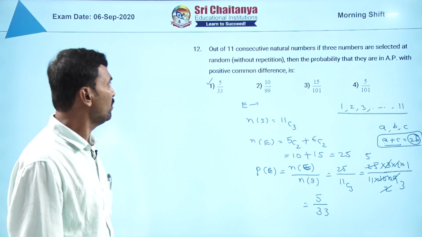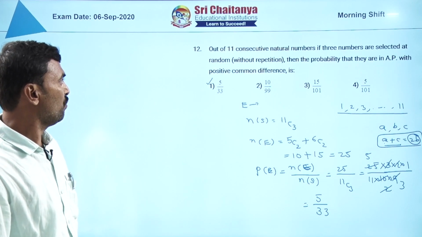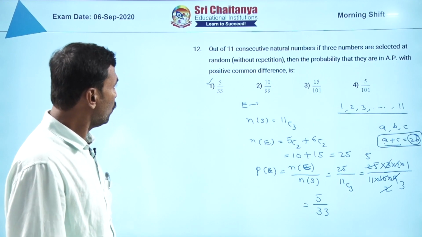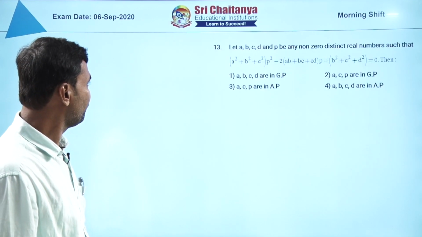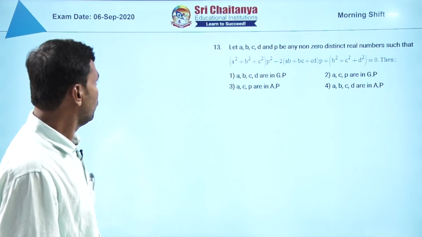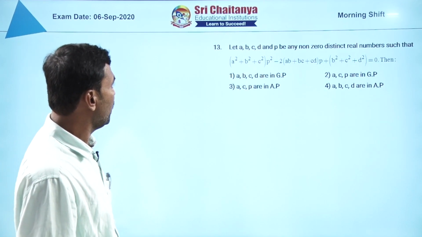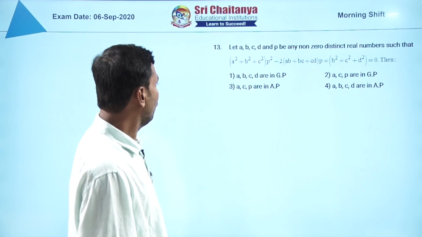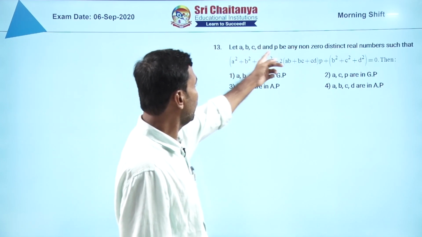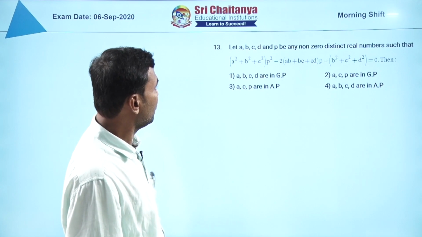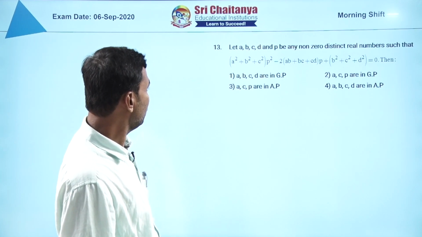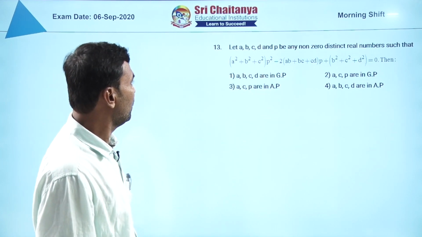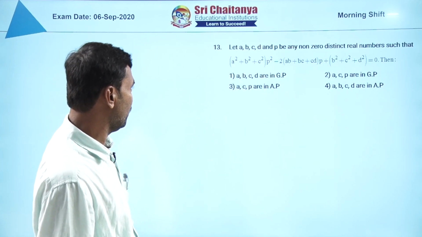So, for the 12th problem it is just the definition of probability. Now, we go to the 13th problem. In this problem he has given one equation related by A, B, C, D and P, and they are non-zero distinct real numbers. So, A, B, C, D are in AP or in GP, 4 options he has given.